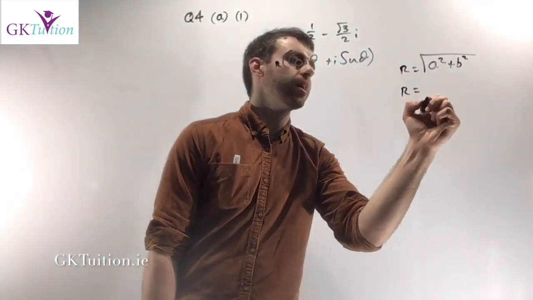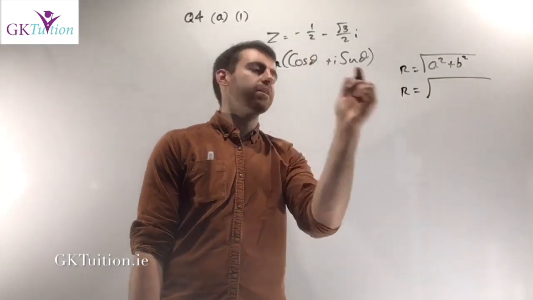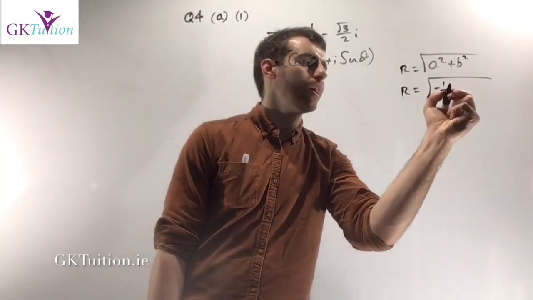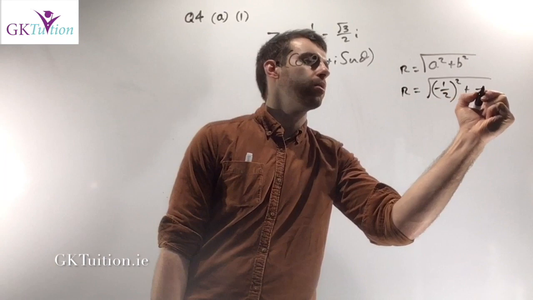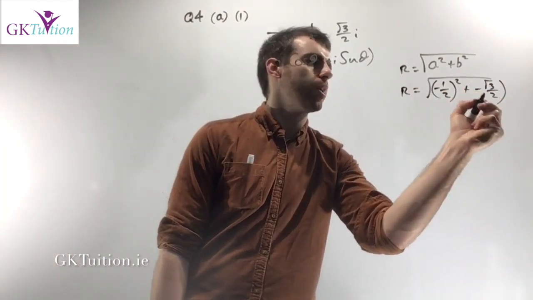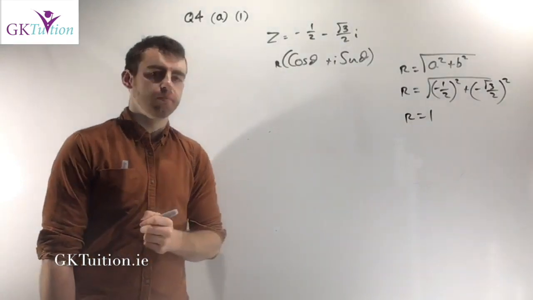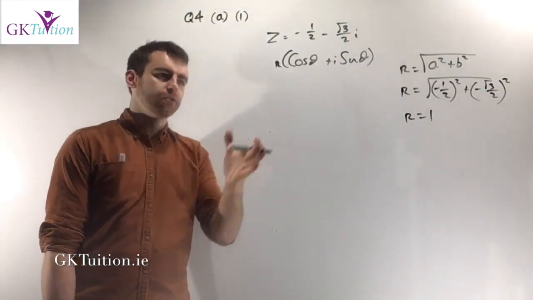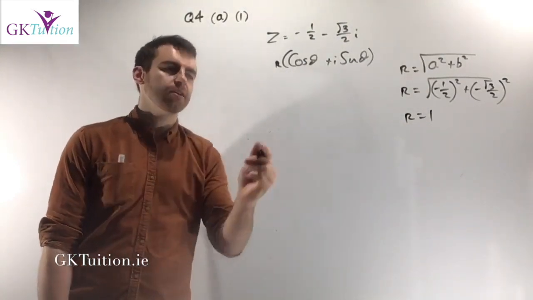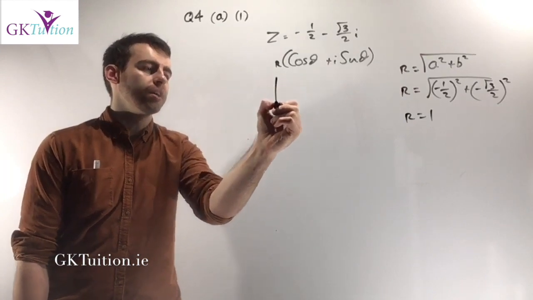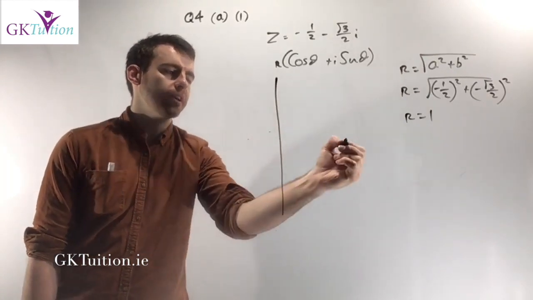So if we sub in there, the modulus of this is just the square root of minus a half to be squared plus minus root 3 over 2 to be squared. And if you plug that into your calculator, your modulus works out as 1. It's far more difficult for us to work out theta, the argument. And in order to work out the argument, you should draw yourself a diagram.